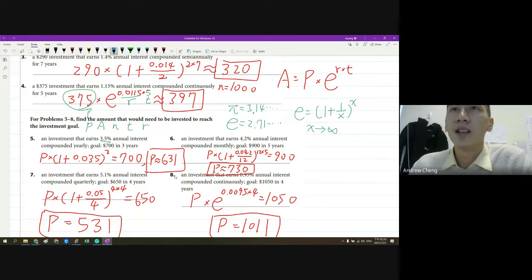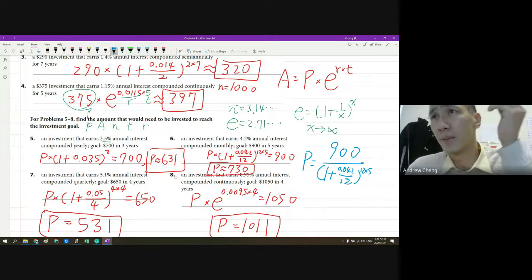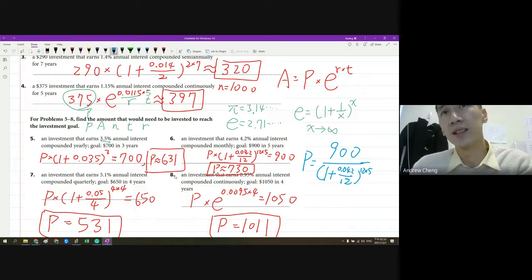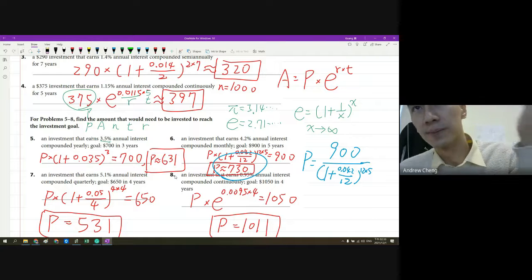Okay, so let's do the second question. If you want to find P, you use 900 divided by this bracket, 1 plus 0.042 divided by 12, and then raised to the power 12 times 5, which is 60. And you should get P, that's 730. All right.